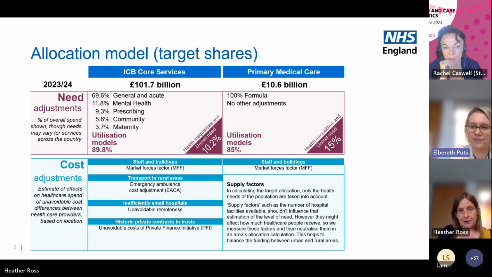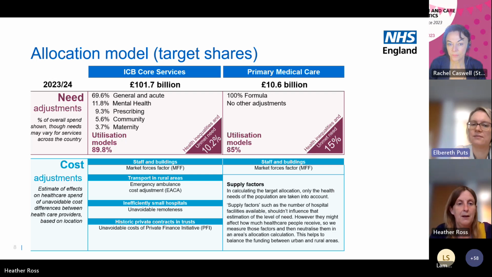So for the health inequalities adjustment, in core services it redistributes 10% of the quantum of money, and in primary care it's 15%. So reflecting the expectation that you can have a bigger influence on health inequalities in primary care than in secondary care. Okay, so I think I'm going to hand over to Daniel now.